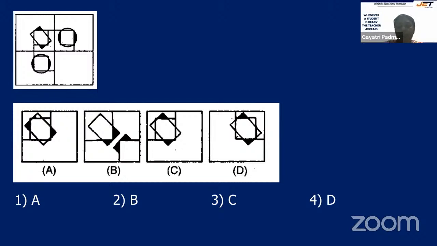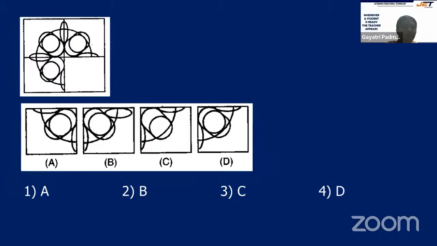Yes, it's almost over. Yes, it is done. 30 seconds is done. Let's check the answer. It should be option C because the opposite sides are equal. So only C figure fits into the unknown one.